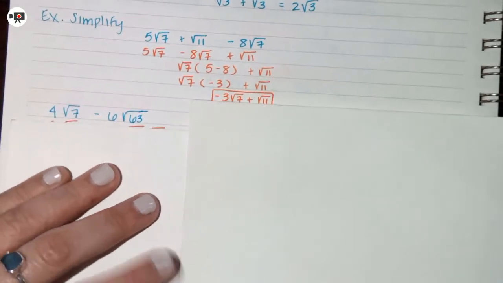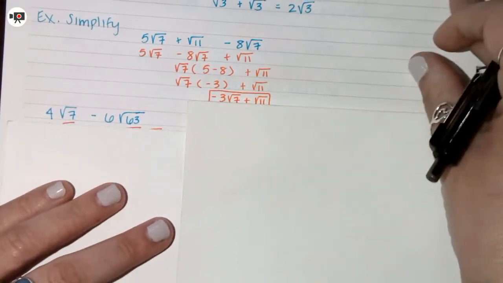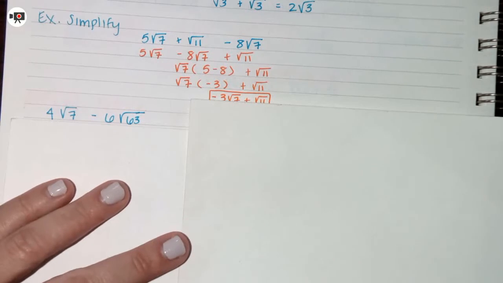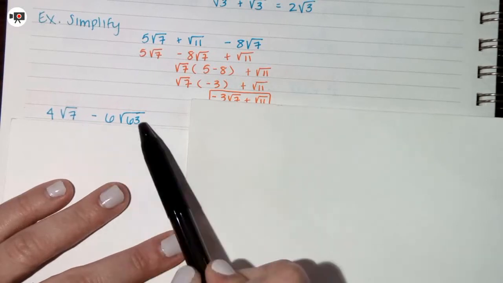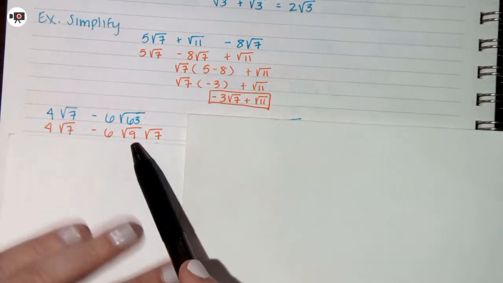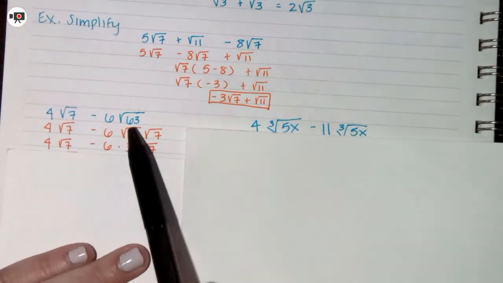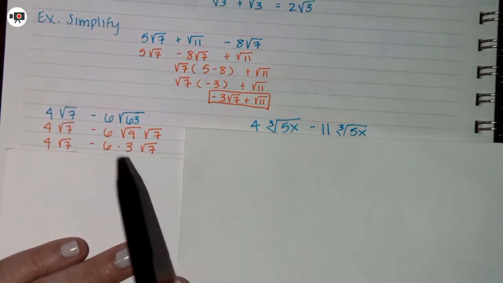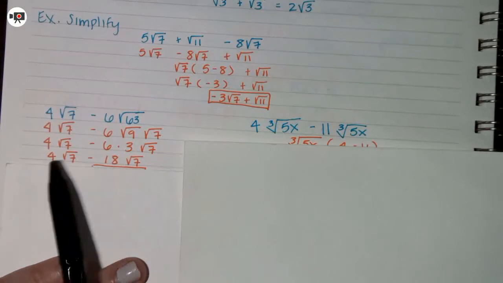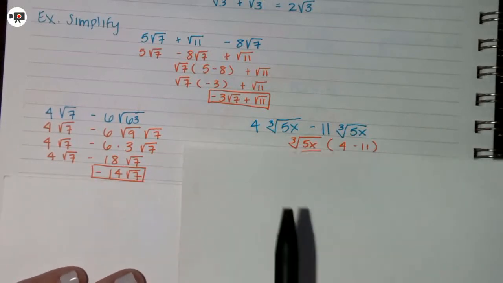Next, 4 root 7 minus 6 root 63. I'm not given any like radicals here, but I can make 63 into a like radical with the square root of 7. I know 7 goes into 63 9 times, and so I can simplify this further because the square root of 9 is 3. 6 times 3 is 18. Now I have 4 minus 18, which is negative 14 root 7.